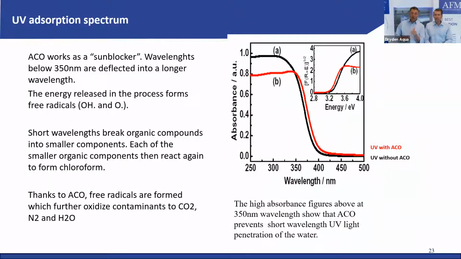So you reduce your THM level roughly by 20%. This you see here. It's roughly at 20%. So if you dose ACO in front of UV, and we tested this out in England and in America, I would promise about 20% less THMs. And that's important, that's significant.